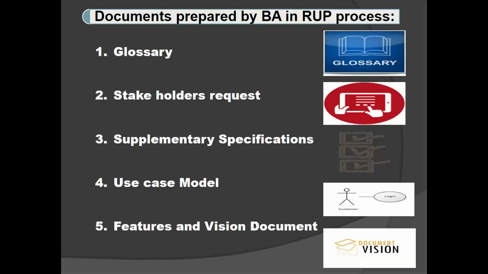Then the fifth one is the feature and vision document. This explains what kind of features this particular project will contain, how it is going to help in the future, what the vision is, and what we can achieve by this project. All that we are going to explain in the feature and vision document. So these are the 5 documents that are prepared by a BA. Then the next one is, what are the 6 best practices of RUP.